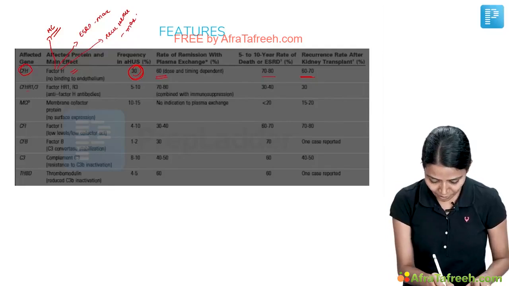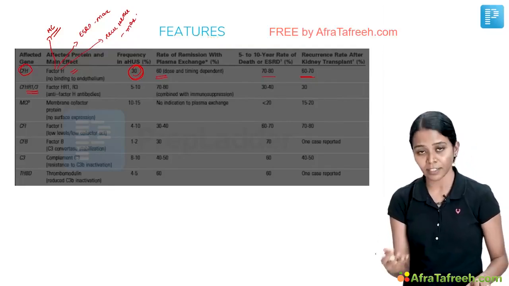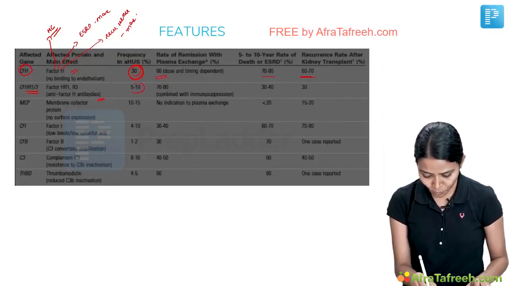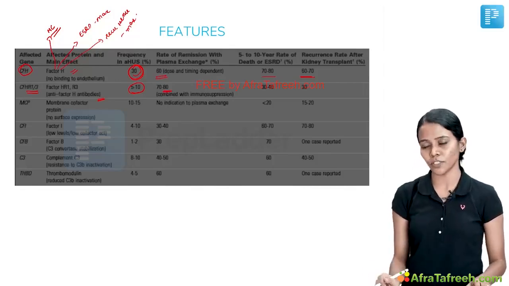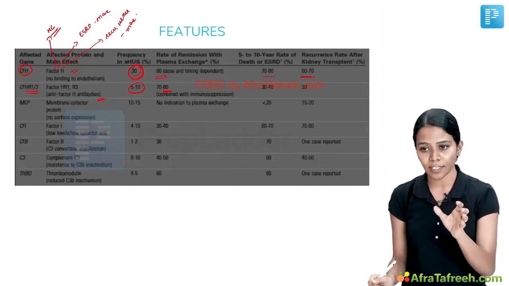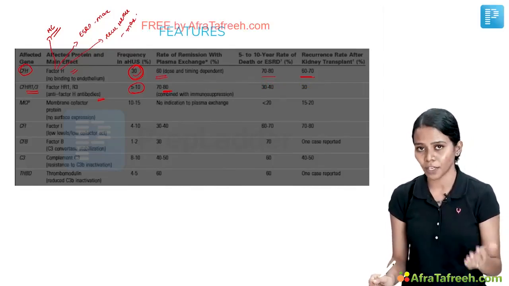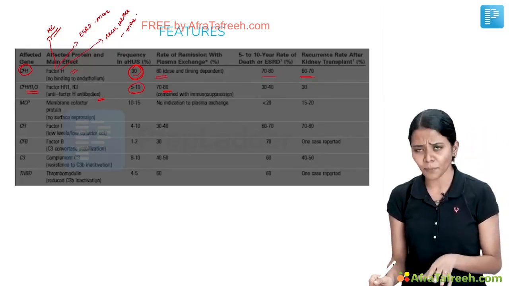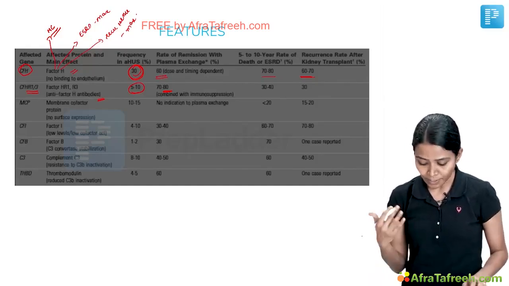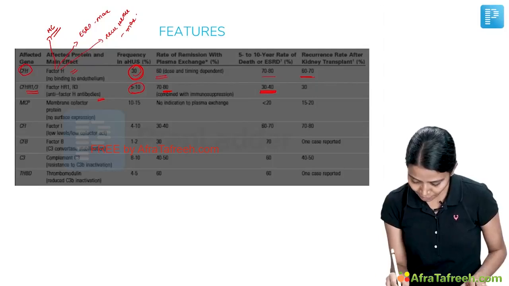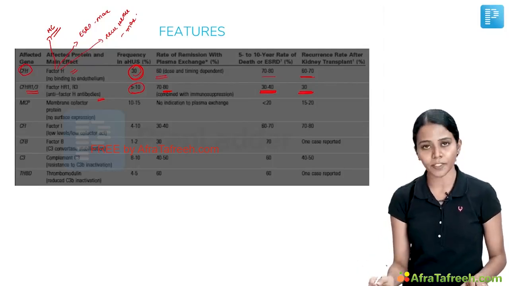Second one is factor H related protein 1 and 3. Okay. And also anti-factor H antibodies. Here the frequency is only 5 to 10%, but when plasma exchange is done, the remission rate is good, 70 to 80%, especially when anti-factor H antibody is there. If we give immunosuppression along with that to suppress the production of anti-factor H antibody, then the remission rate is good. Okay, the ESRD risk is 30 to 40% and recurrence rate is also 30 to 40%.